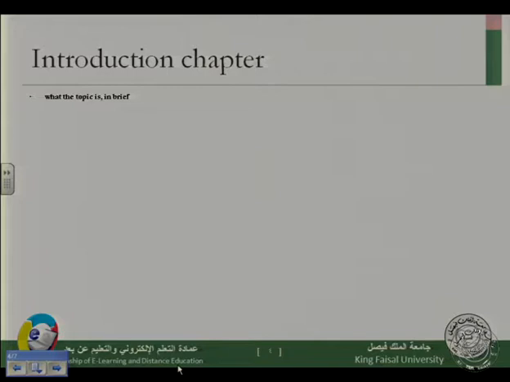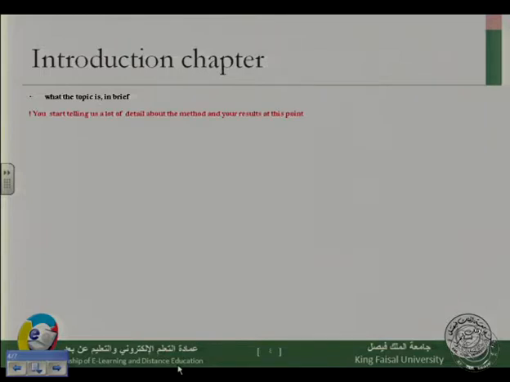It talks about what the topic is in brief. You need to tell us the topic. Let's go back to the language acquisition example. You tell us, well, I want to research 2-year-old children's acquisition of pronouns while studying grammar, and so on, and you give us a little introduction about the topic.